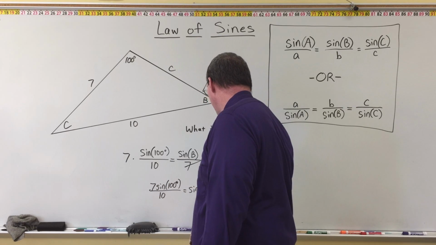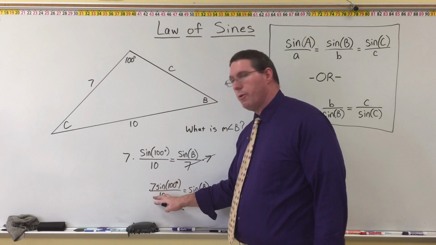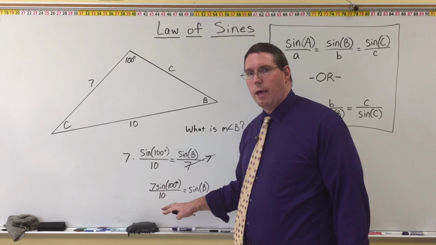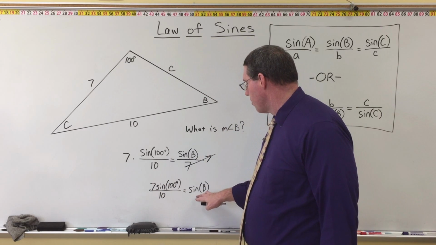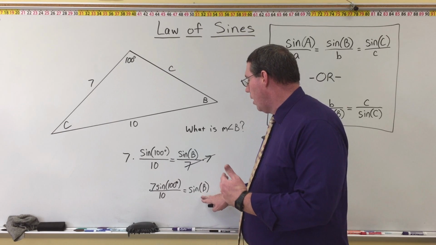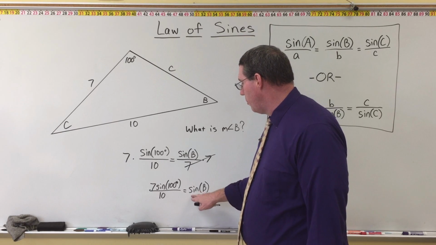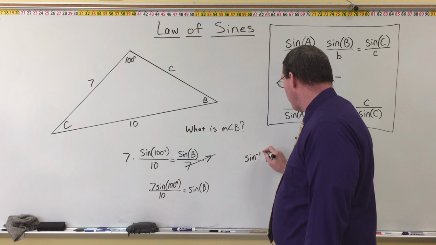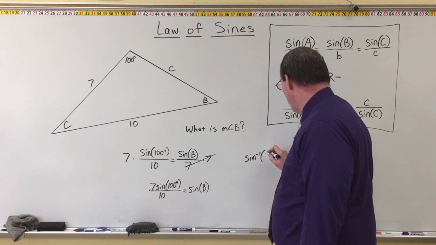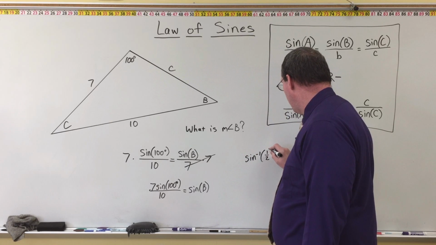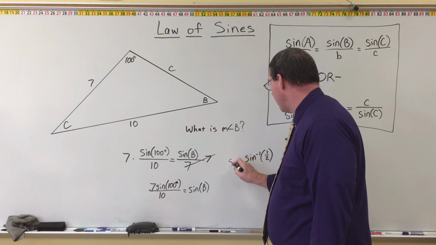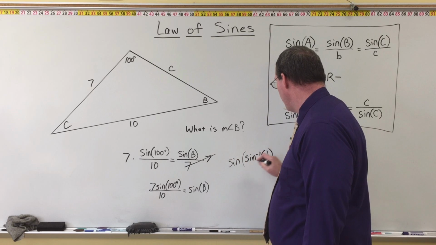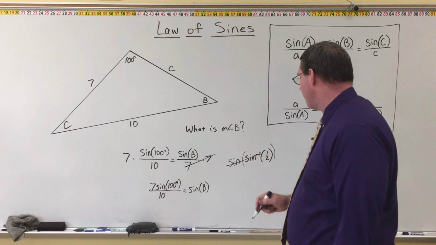Now, here's the thing. We can get a number here. We can just key this into a calculator and get a number. But that's not going to tell us what B is. That's going to tell us what sine of B is. And in order to do that, do you remember when we were doing inverses? Like if I had sine inverse of 1/2, I was able to cancel the sine by doing sine of both sides. If I did sine of this, it would cancel the sine inverse out.